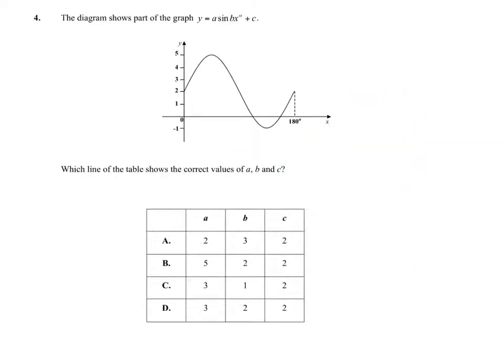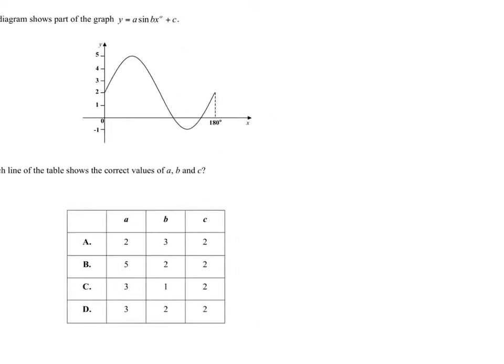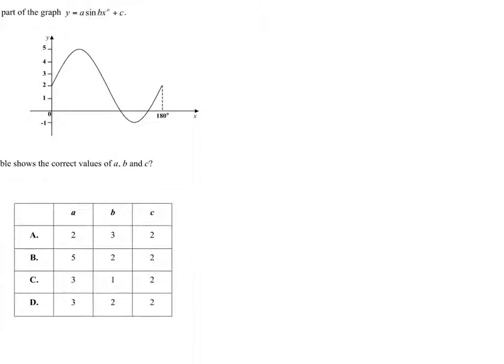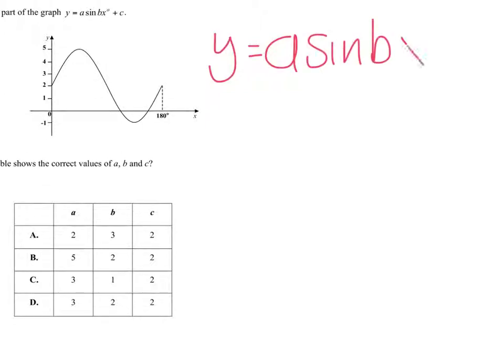Question 4. The diagram shows part of the graph of y equals a sine bx plus c. We're then asked which of the lines of the table shows the correct values of a, b and c. So we first of all write down the form of the equation. Y equals a sine bx plus c. So we know it's a sine graph.